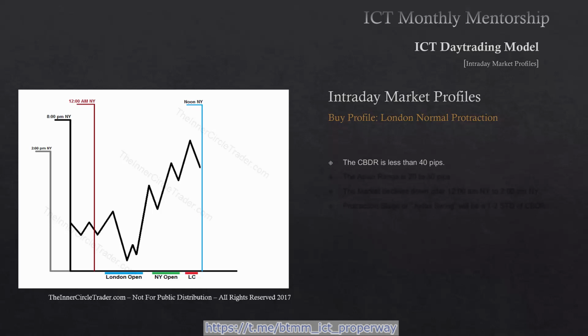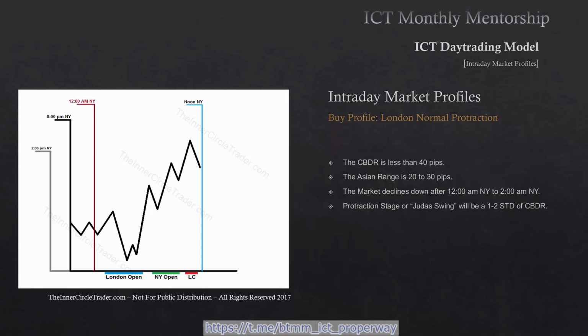Central bank dealers range, again, is going to be less than 40 pips. The Asian range is 20 to 30 pips, again, a narrow consolidation. The market's going to decline lower after 12 a.m. New York time into 2 a.m. New York. That's the fingerprint, if you will, that IPTA is doing what we're outlining here in terms of characteristics. So if we do not see an immediate decline from 12 a.m. New York down into 2 a.m. New York, this is not going to be a London normal protraction buy day.